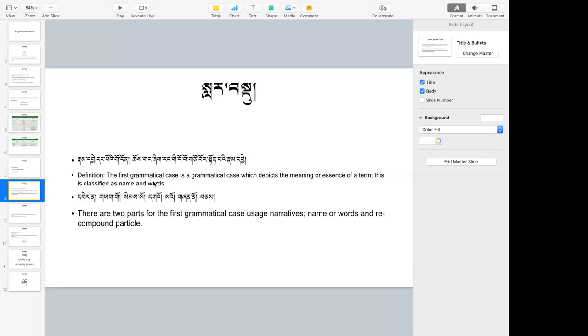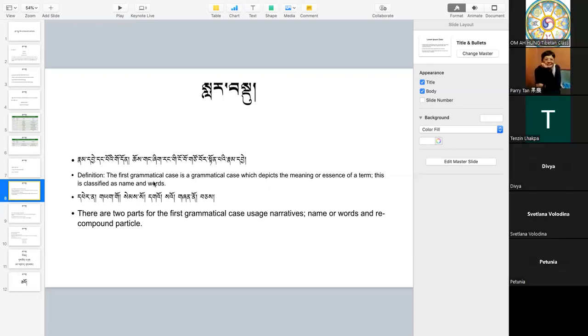Even though it may seem that this case is not that difficult, the very essence of this case is very related to how most Tibetans perceive phenomena, how they think about different phenomena.